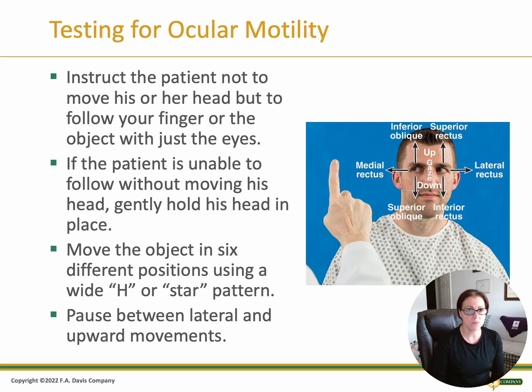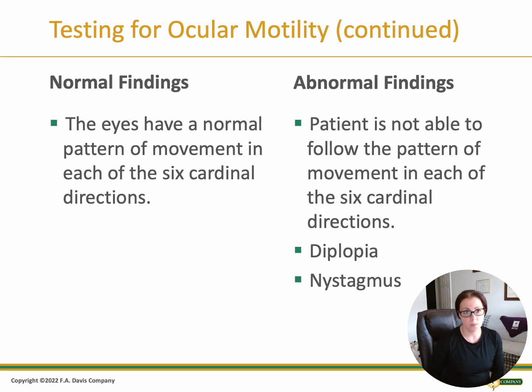You're asking them not to move their head, but only their eyes to follow your finger. And you're assessing again the extraocular muscles by having them raise their eyes up, raise them down, raise them side to side, and then also you're doing an angle to identify the diagonal portions of their eye. Normal findings of these six cardinal directions is that there's a normal pattern of movement.